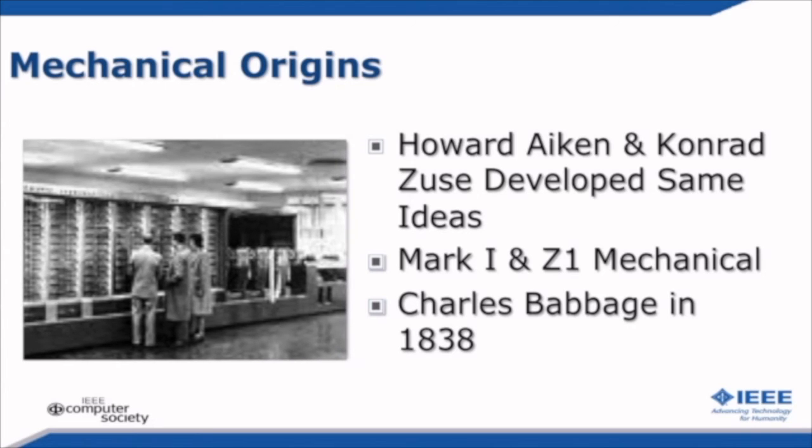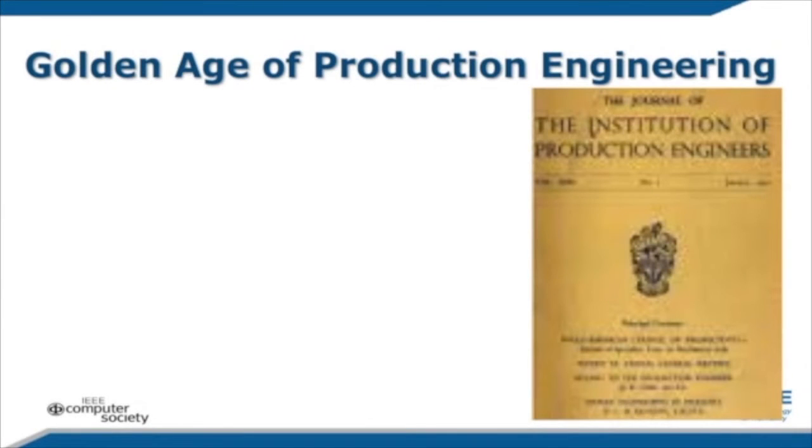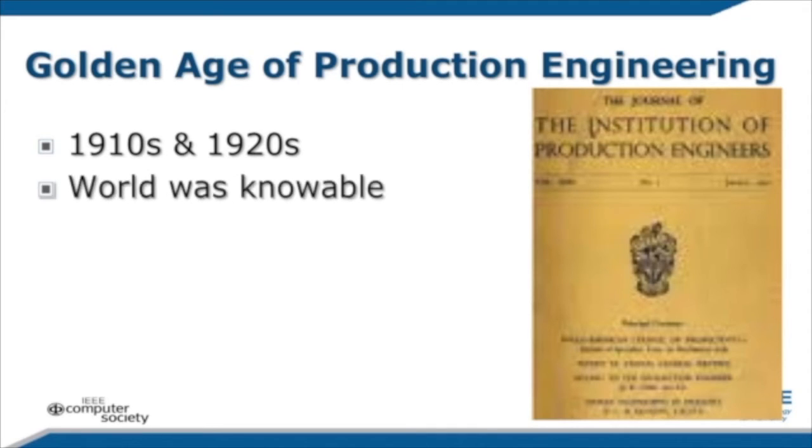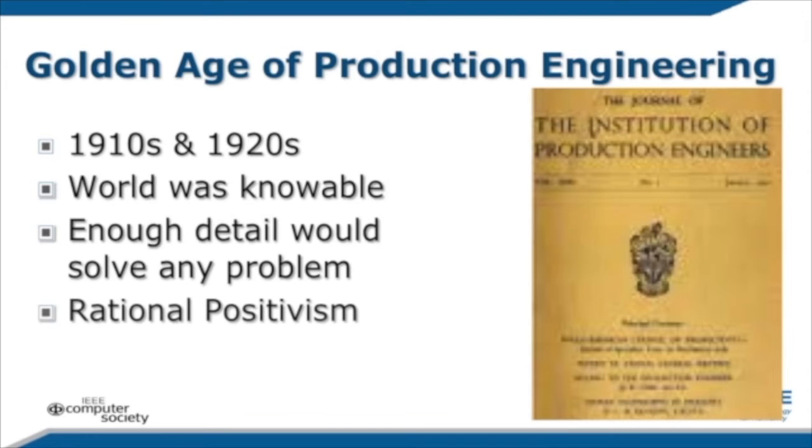In developing his ideas on software, Herman Goldstine was really following a golden age of production engineering that began in the 1910s and the 1920s. The engineers of that era believed that the world was entirely knowable, that if you got enough detail about any problem, you could solve that problem. Those ideas we have come to know as rational positivism.